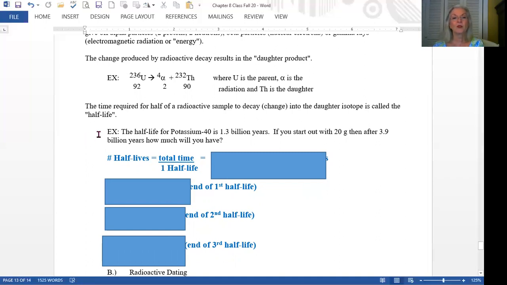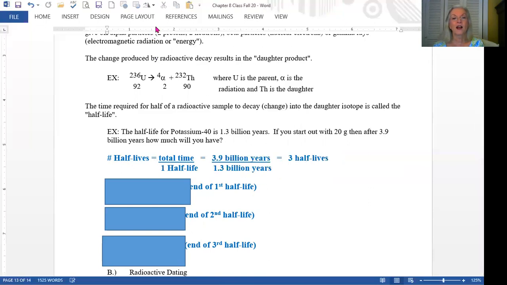We'll do an example. Suppose we have potassium-40, has a half-life of 1.3 billion years. If you start out with 20 grams, after 3.9 billion years, how much do you have left? Well, first of all, we need to know the number of half-lives. To do that, you take your total time and divide it by the time for one half-life. So our total time was 3.9 billion years. One half-life was 1.3 billion years. So 3.9 divided by 1.3 gives me 3 half-lives.